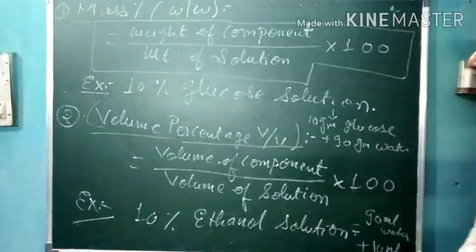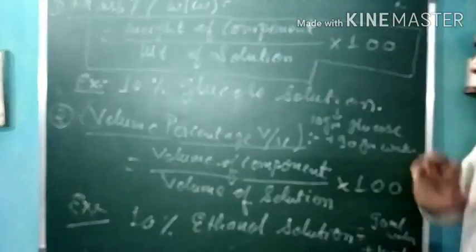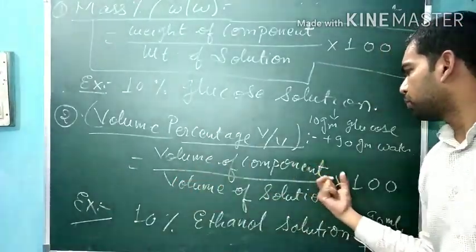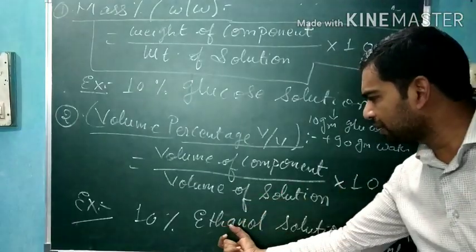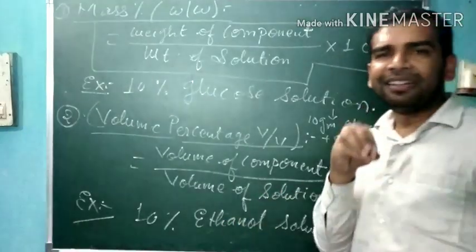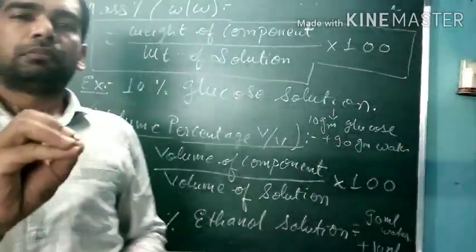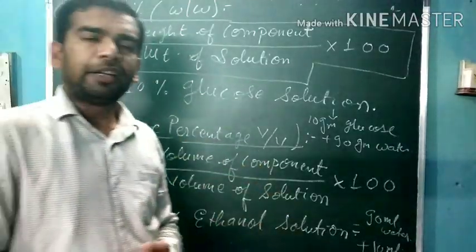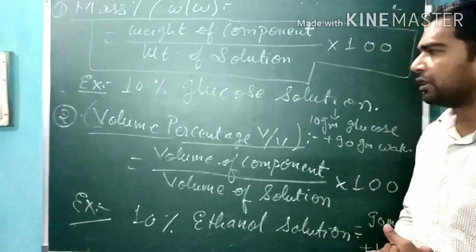And the next one is volume percentage. Here the notation is V/V. It means volume percentage is equal to the volume of component upon the volume of solution into 100. Here again we have taken the example of 10% ethanol. 10% ethanol means you are taking 10 gram ethanol plus 90 gram water. It is overall equal to 100 gram solution. So we have discussed mass percentage and volume percentage. Next we will take.